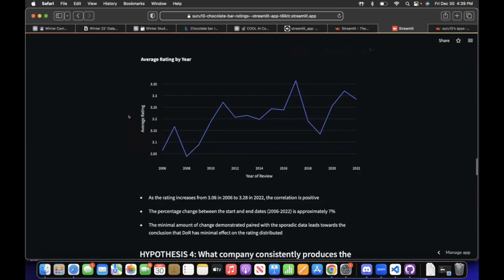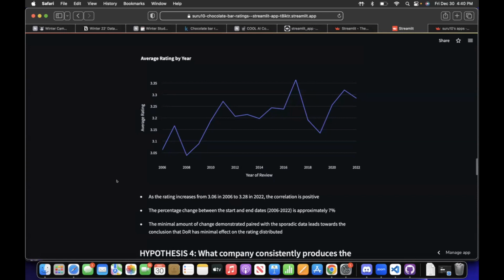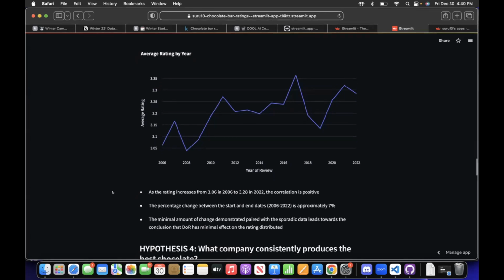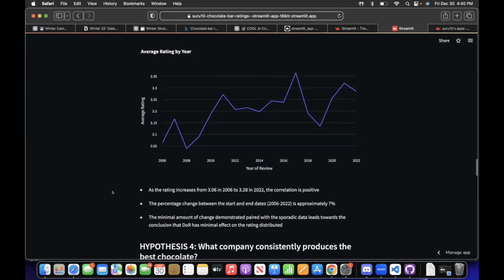As we can see, the rating increases from 3.06 in 2006 all the way up to 3.28 in 2022. This tells us that the correlation is positive as time goes on. The percentage change between the start and end dates is approximately 7%, meaning the rating rose by 7% as time goes on. But due to the limited range and the sporadic data, with no clear line, we can conclude that the review date is completely or mostly uncorrelated to the actual rating.